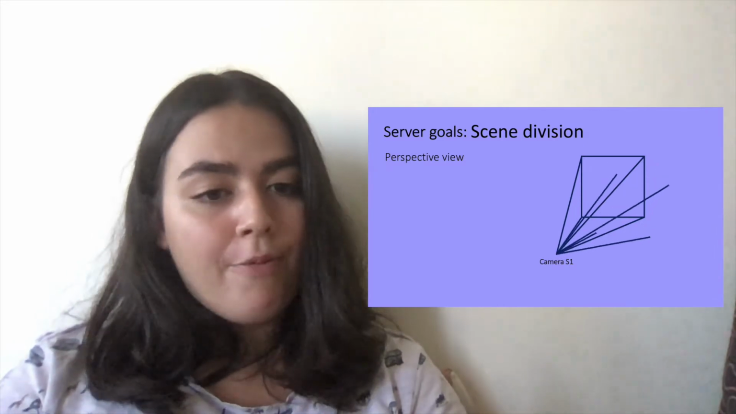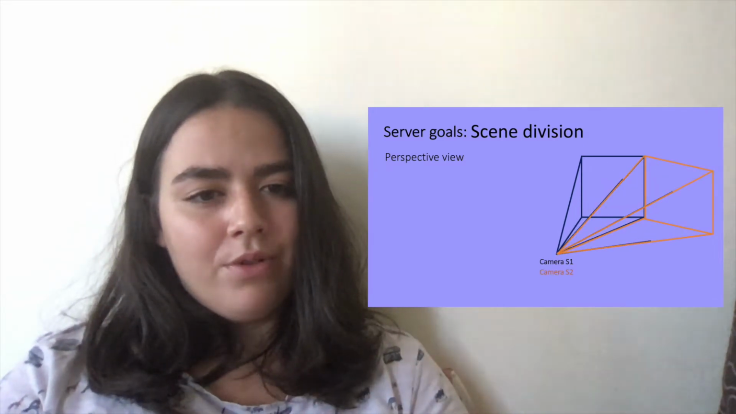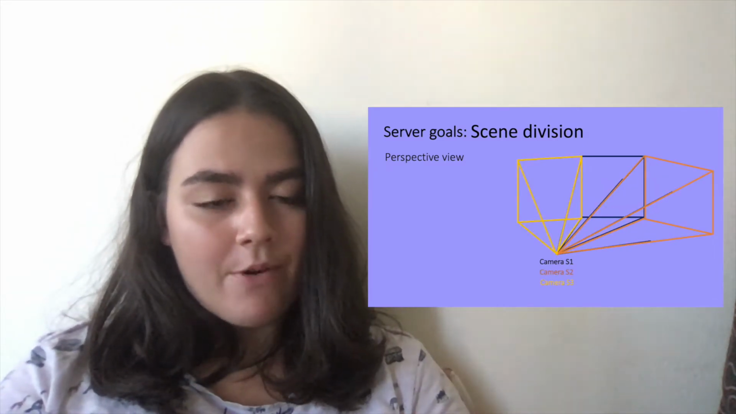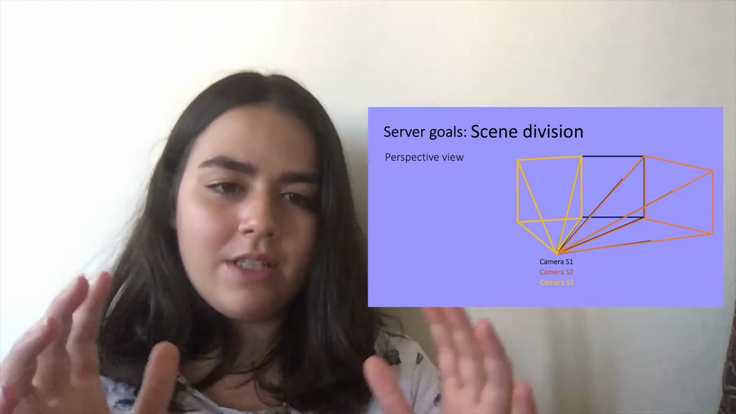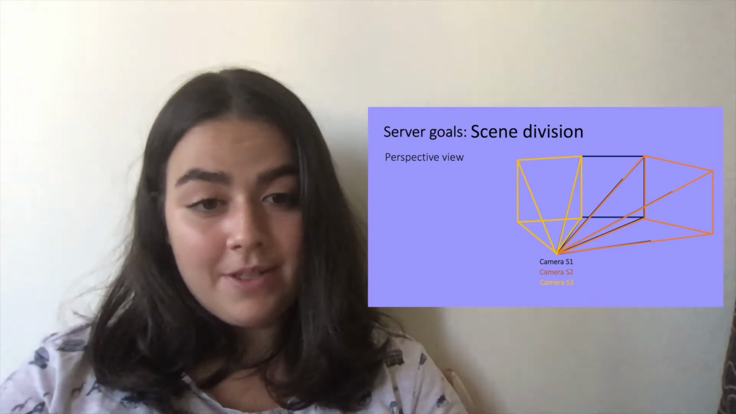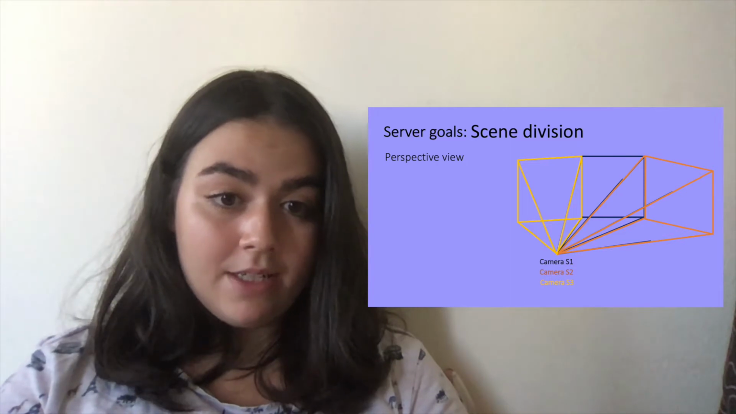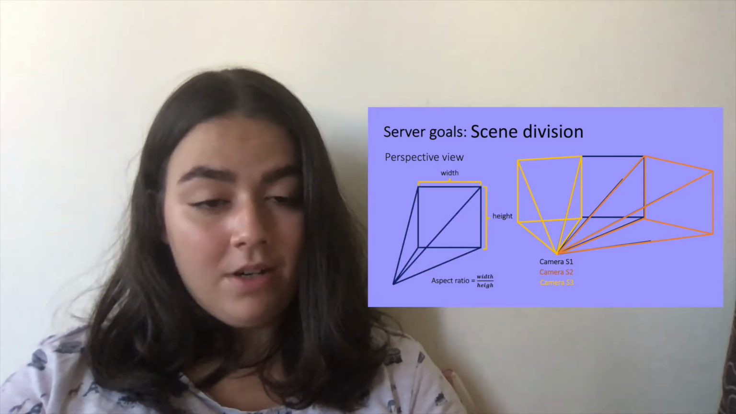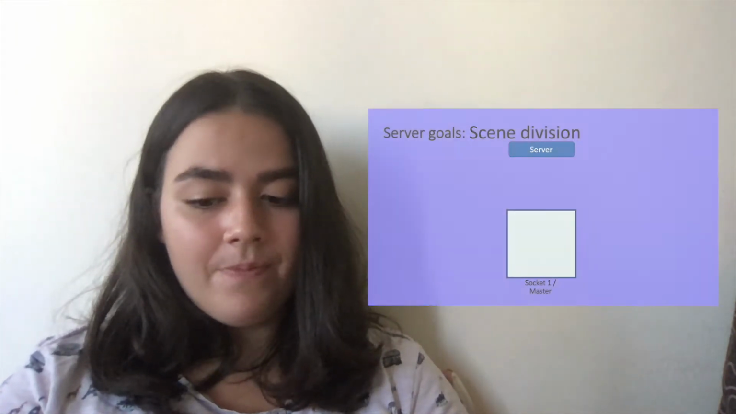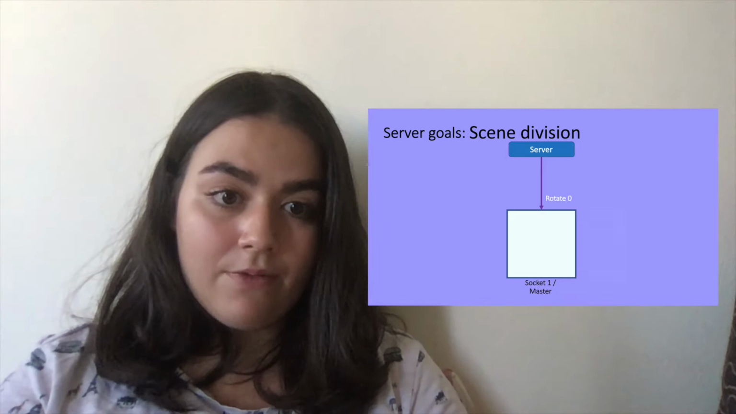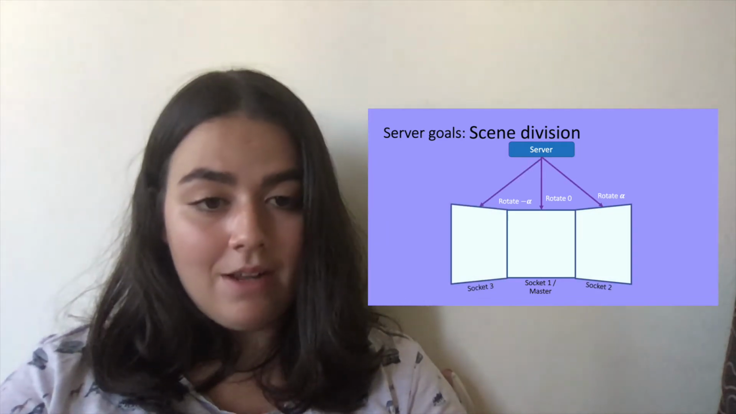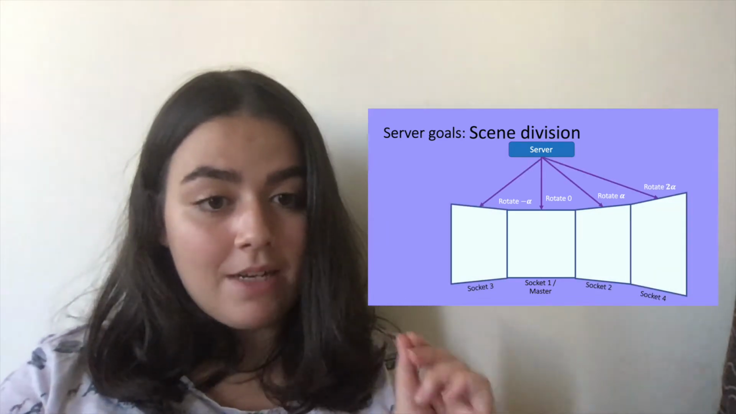For the perspective, that is a harder part, because I need to find the appropriate angle to rotate the camera in order to see more of the scene. This is a hard task, especially because how much you rotate it depends on the aspect of the camera. But after I found a function of how much each camera needs to rotate, this is all I need to send from the server. So every time there's a new socket, the server will tell them, okay, rotate by this amount.